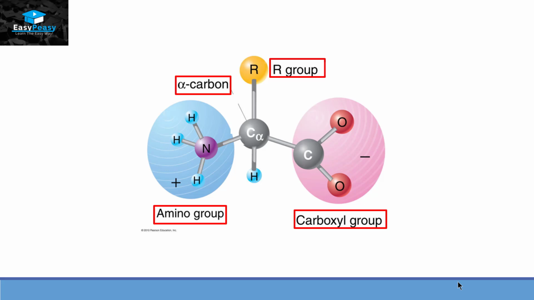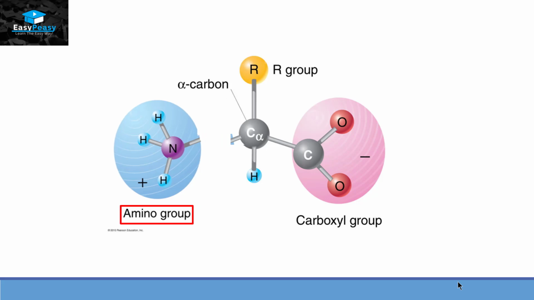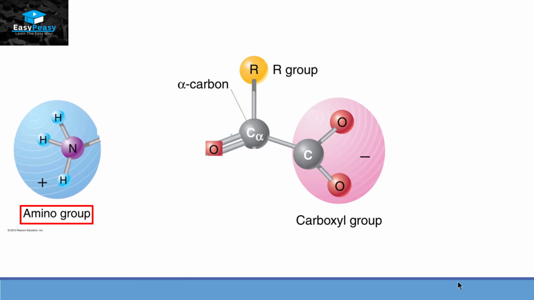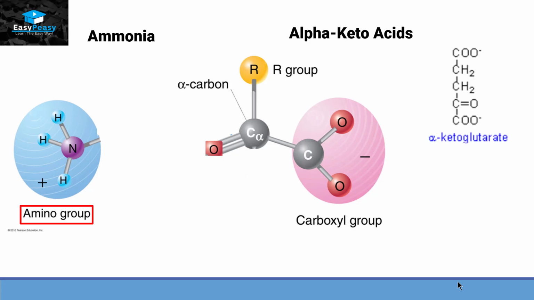Now from this amino acid, if we remove the amino group from this compound, the amino group will become ammonia and the rest of the compound will be called an alpha keto acid. The most common alpha keto acid present in our body is alpha ketoglutarate, which is the alpha keto acid of glutamate, another amino acid.